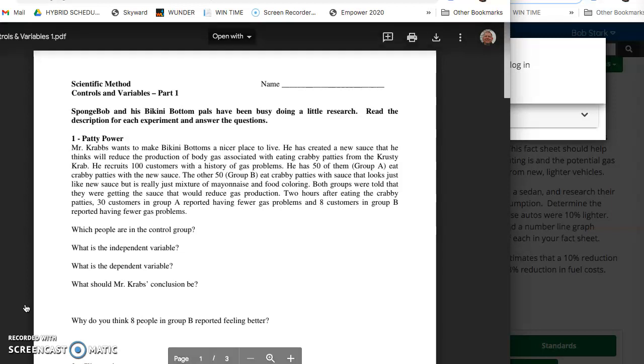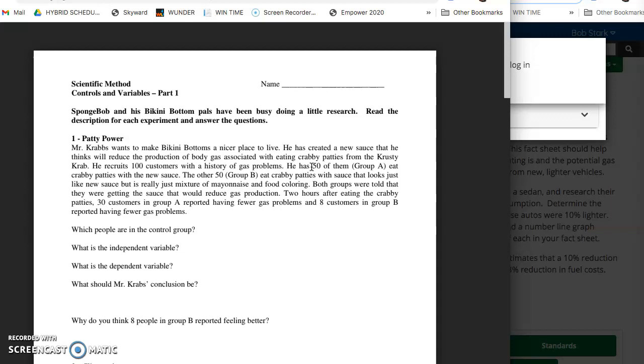So Mr. Krabs wants to make Bikini Bottom a nicer place to live. He's created a new sauce that he thinks will reduce the production of body gas, farts, with eating Krabby Patties from the Krusty Krab. He recruits 100 customers with a history of gas problems. He has 50 of them, Group A, eat Krabby Patties with the new sauce. The other 50, Group B, eat the Krabby Patties with the sauce that looks like the new sauce, but is really just mayo and food coloring.